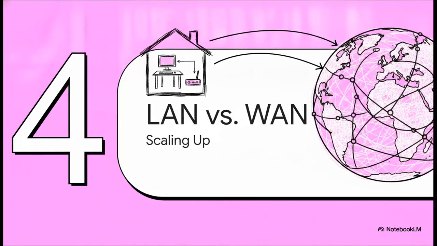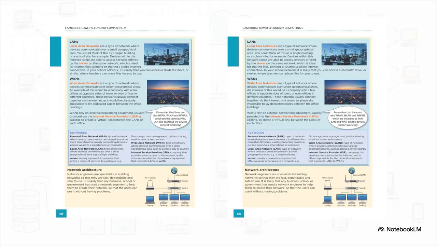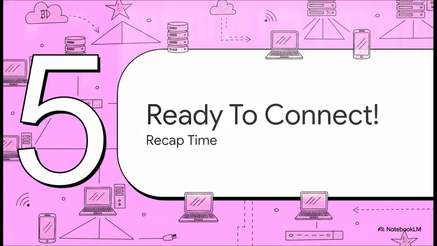Section 4. Scaling up. LAN versus WAN. Speaking of local and global, let's zoom out from a single room to the entire planet. Check this out. A LAN, or local area network, is a small, local network. Think just a single school building or an office. But a WAN, a wide area network, connects devices over massive geographical distances, like across whole cities or countries. And the biggest WAN in the entire world? You guessed it for sure. It's the internet itself.